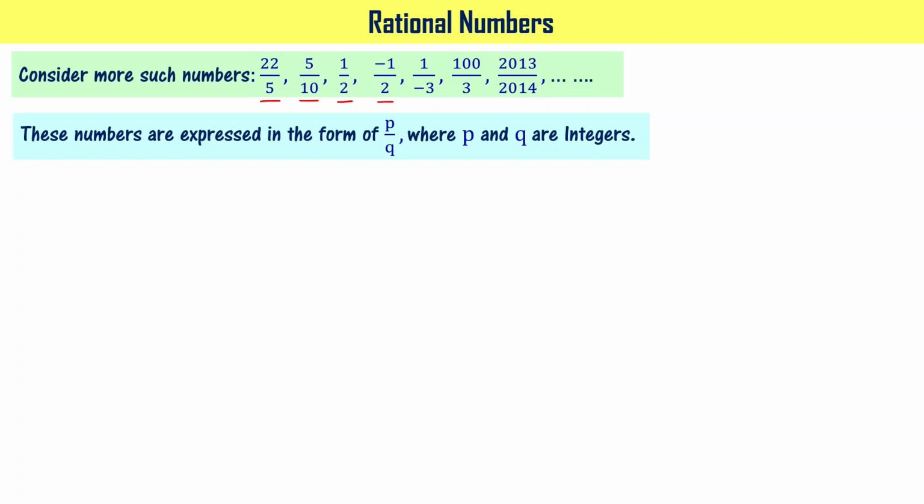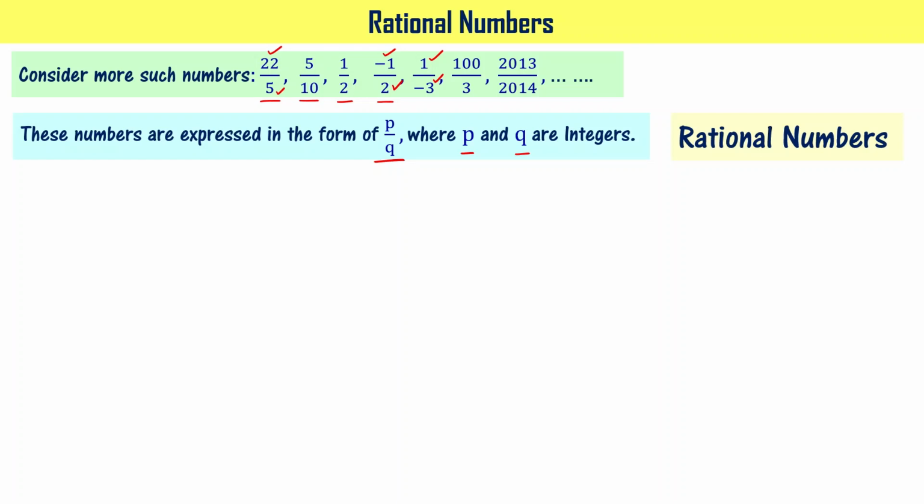In the case of 22 by 5, 22 is an integer, 5 is an integer, right? In the case of -1 by 2, -1 is an integer and 2 is an integer. In the case of 1 divided by -3, 1 is an integer, -3 is an integer, right? So these numbers are expressed in the form of P by Q, where P and Q are integers. Such numbers, we are calling them as rational numbers, right?